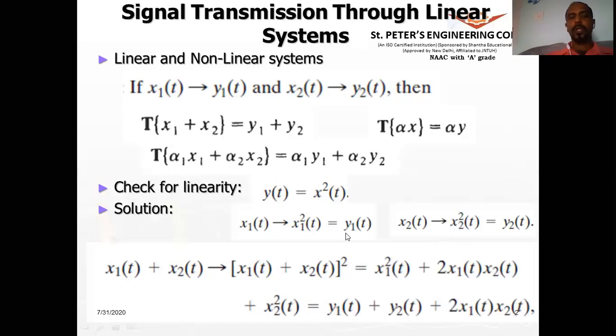Therefore, it is not equal to y1 plus y2. The total response y of t is not equal to the individual response y1 of t plus y2 of t, because you have this extra term, 2 times x1 of t into x2 of t. Since this is an extra term, we don't have the exact output. Therefore, we say that the system is non-linear. Why is it not linear? Because it is not obeying the principle of superposition. Therefore, the system is not a linear system.